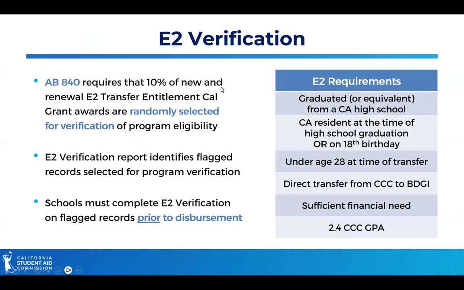Another type of verification that we're responsible for is the E2 verification. Adrian mentioned this earlier, but Assembly Bill 840 requires that 10% of new and renewal E2 students are randomly chosen for this verification. So that means that even if you have a student that was paid in year one, and they're renewing in year two, you as a campus might still be required to verify that they meet E2 transfer entitlement eligibility, which is this, right?